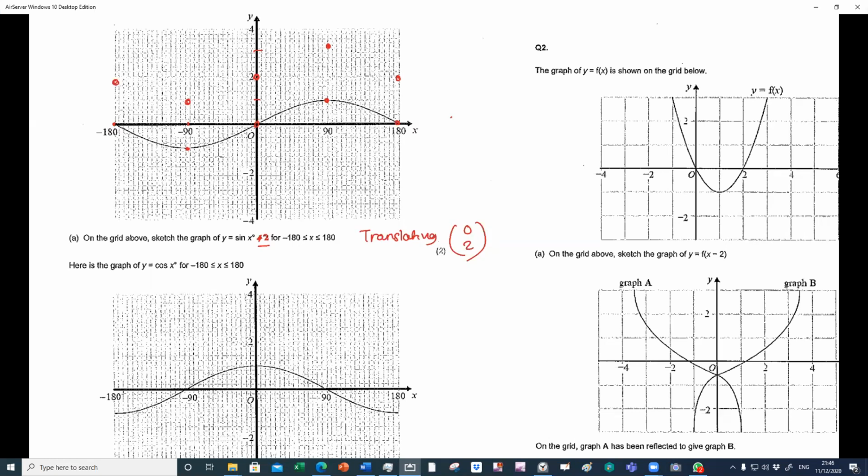Let me just try to join it up together. Okay, right, here comes the spinning of the iPad. That's not going to work.